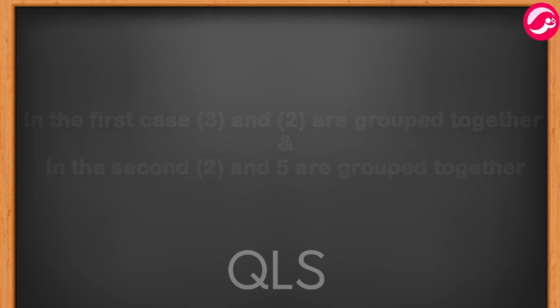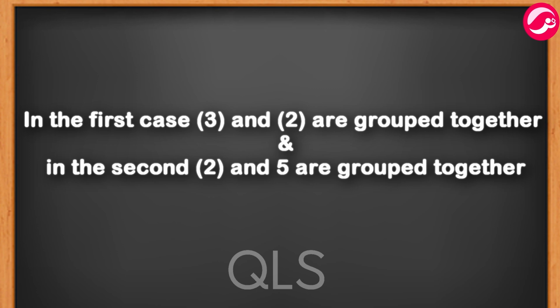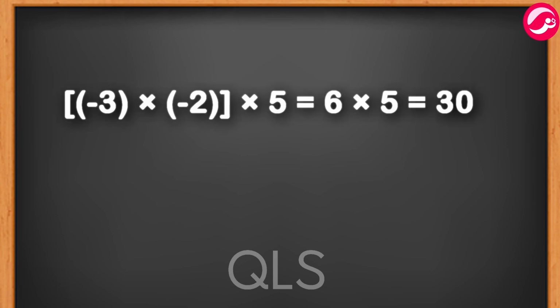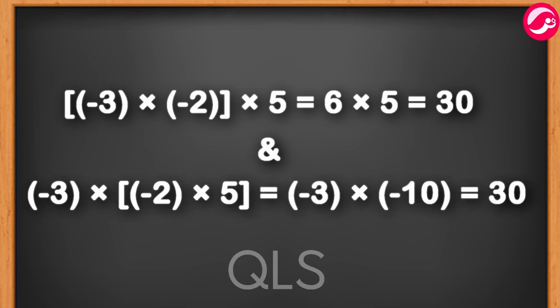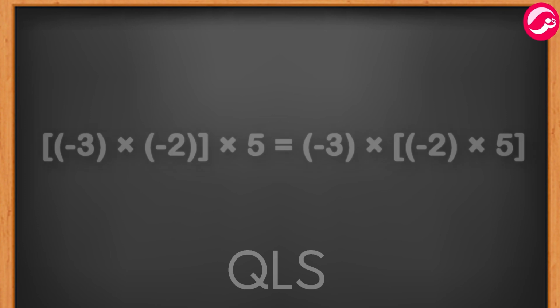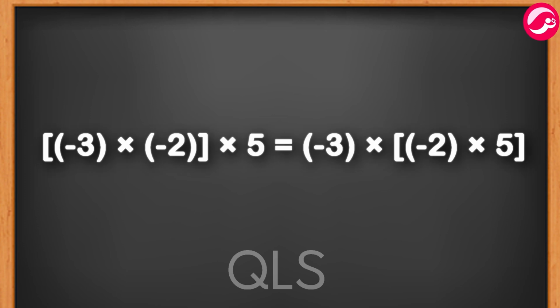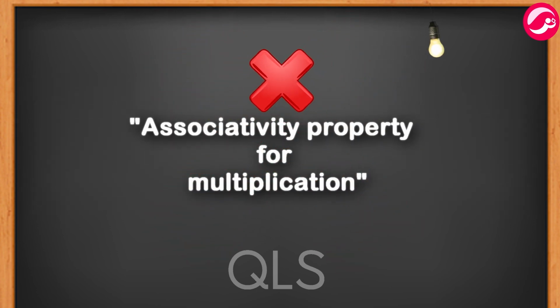In the first case, minus 3 and minus 2 are grouped together, and in the second case, minus 2 and 5 are grouped together. We can see that minus 3 into minus 2, times 5, is 6 into 5, which is 30. Similarly, minus 3 into the product of minus 2 and 5 is minus 3 into minus 10. Minus 3 into minus 10 is again 30. We will get the same answer in each of the cases. Thus, this is called the associativity of multiplication.